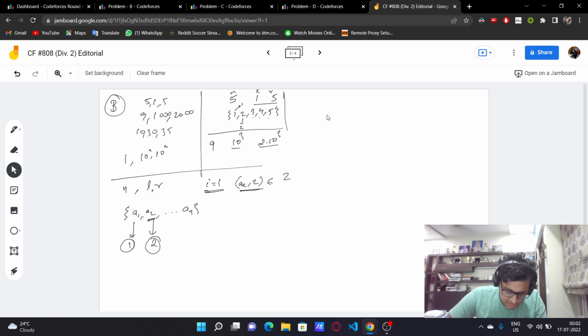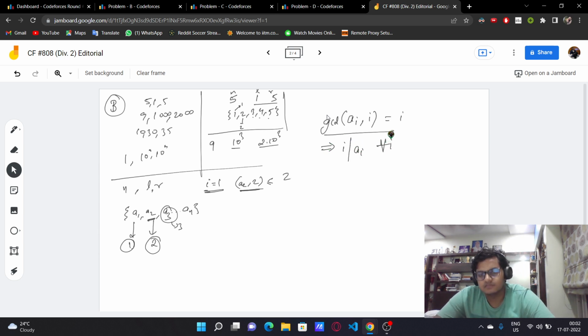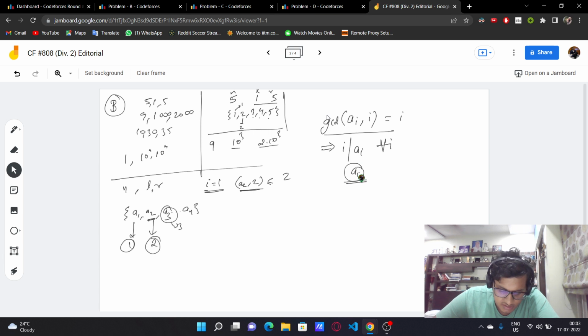And so on, if we go to A3, its GCD will be taken with 3, and so the only possible values are 1, 2, 3. And 1 and 2 have been taken, so its GCD will be 3. And so on. What we'll get is that GCD of AI and I equals I. This is a very interesting observation, and this basically implies that I divides AI for all I. So what we need to do is find an AI between L and R such that it is divisible by I.